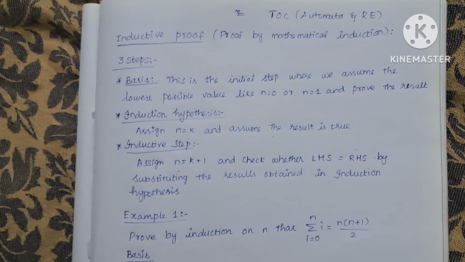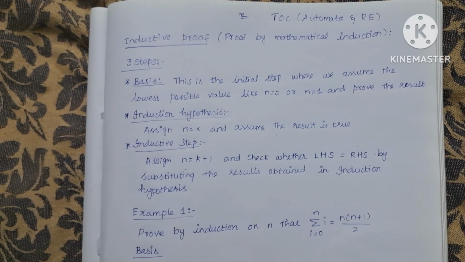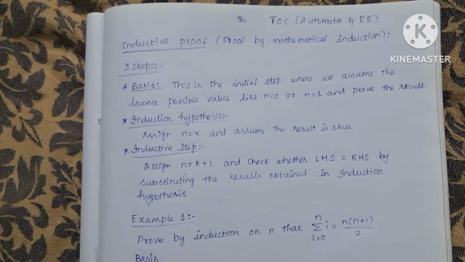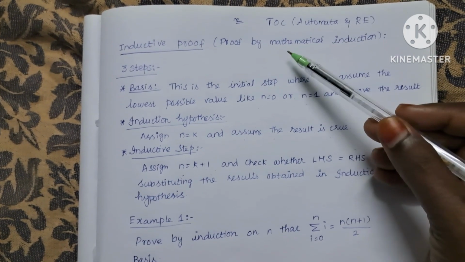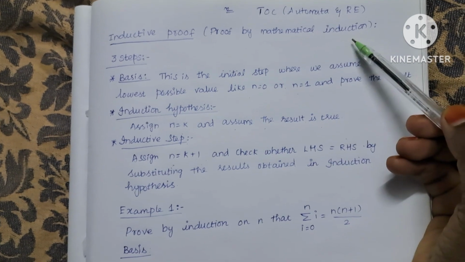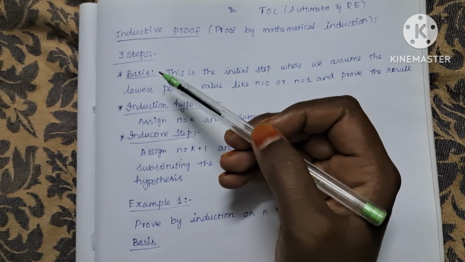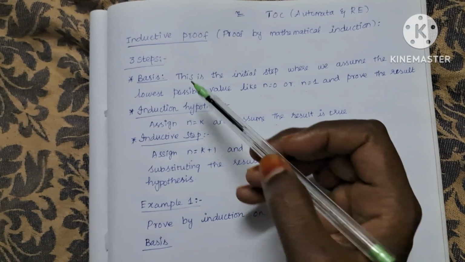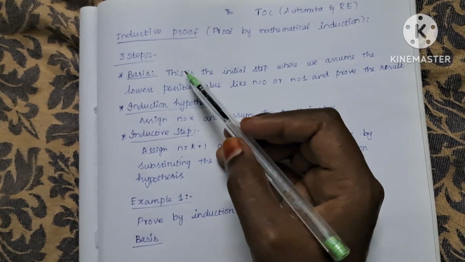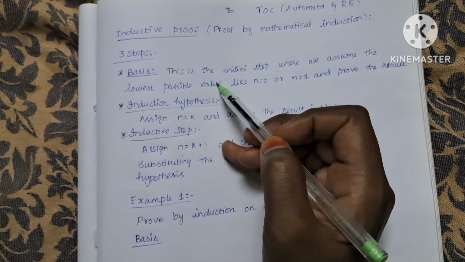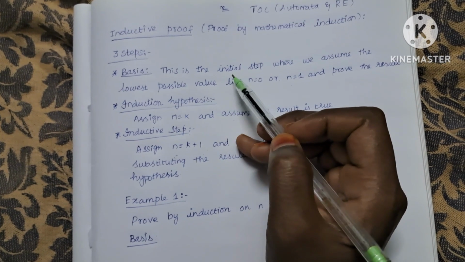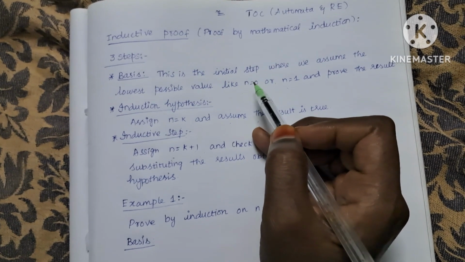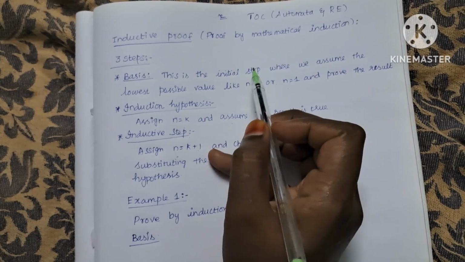Today we are going to learn about inductive proof from the subject Theory of Computation under the chapter Automata and Regular Expression. Inductive proof is also called proof by mathematical induction. It consists of three steps: basis, induction hypothesis, inductive step. In basis, we apply the lowest possible value to the left hand side as well as right hand side, and we try to prove left hand side and right hand side are equal. This is the initial step.